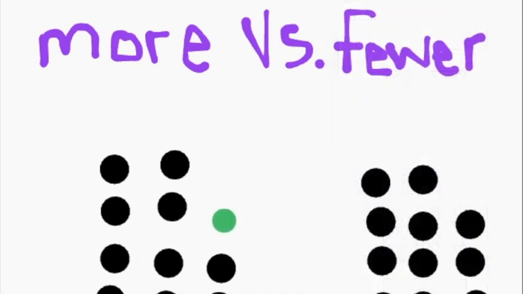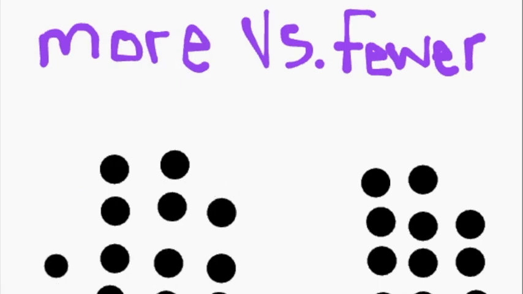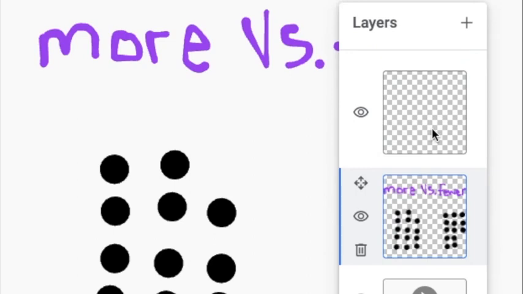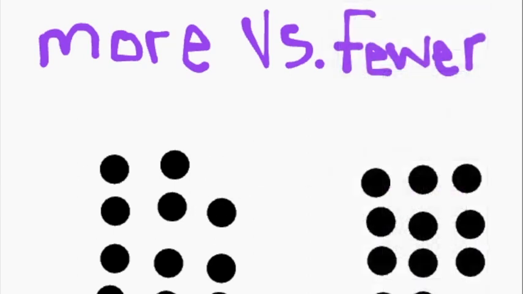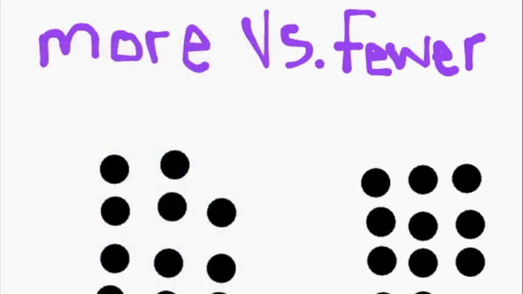How about now? I'm going to change these up. Which group has more and which group has fewer? This time we're going to circle the one with fewer. So which strategy are you going to use? Are you going to count or are you going to circle into groups? I'm going to split them into 2 smaller groups.